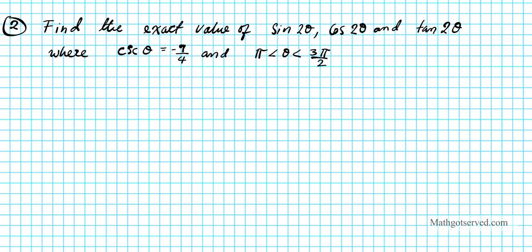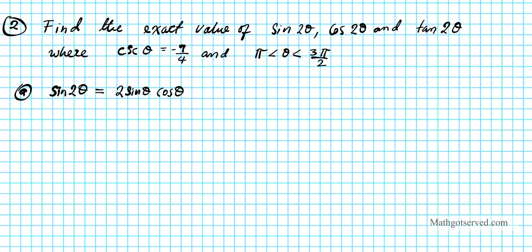All right, let's go ahead and do this. First thing we're going to do for the A part, we're going to look for sine 2 theta, okay? Because that's what we're asked to find first. So the double angle identity for sine is 2 sine theta cosine theta. Okay? If you notice, we're given cosecant, so we need to actually find what cosine and sine are.